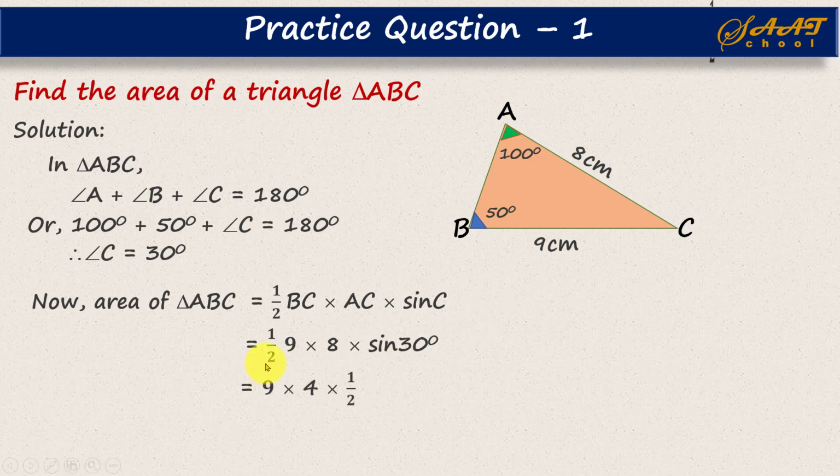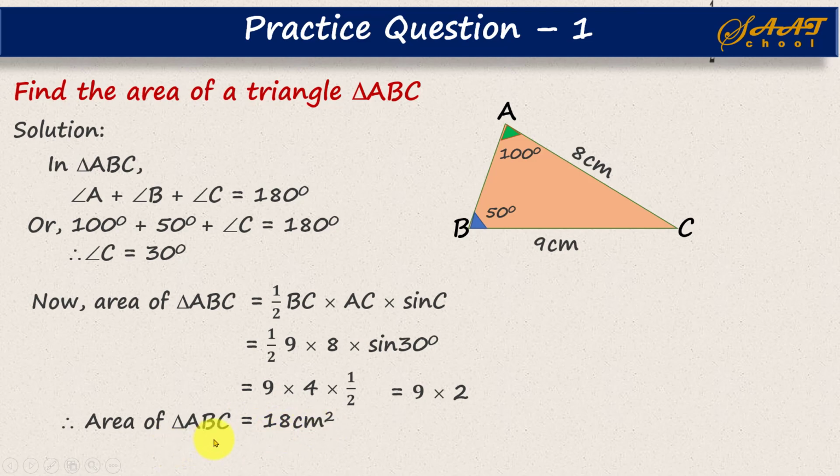Now you can cancel this 2 and 8. So here it is 4. And again you can cancel this one and this one. So that will be 9 times 2, which equals 18. Now since we have the unit, which is centimeter, the area will be 18 square centimeters.